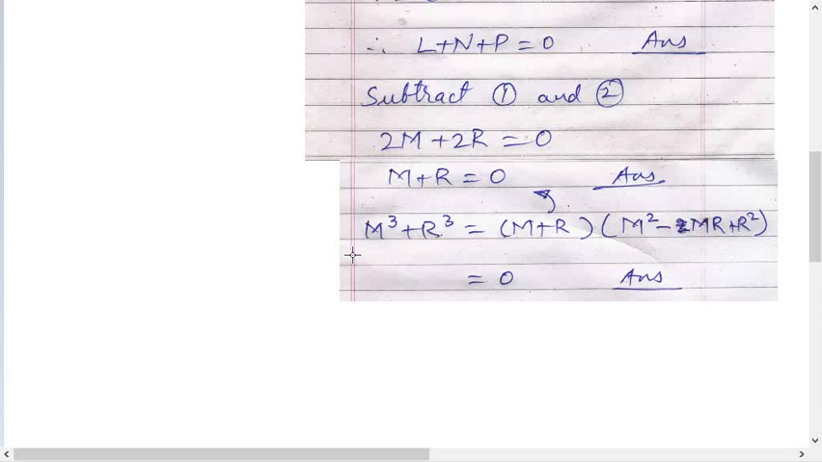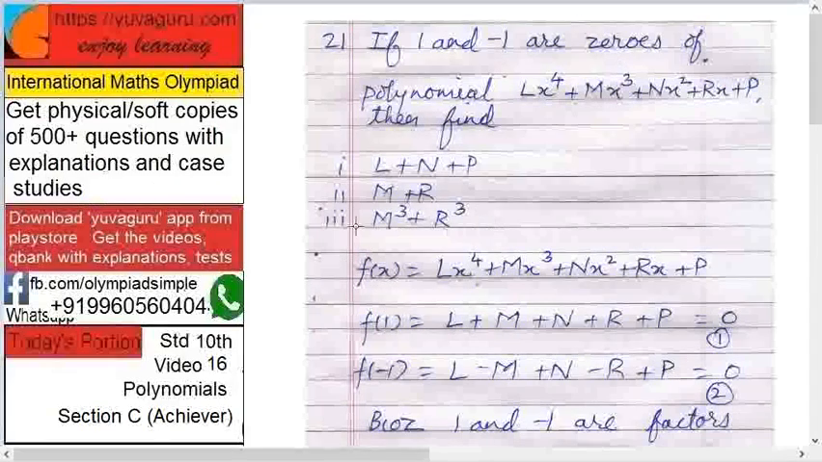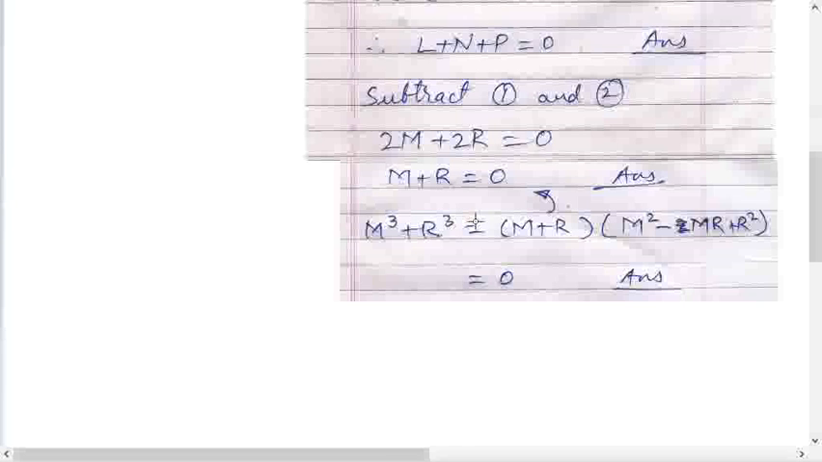Now next you want is M cube plus R cube, right? That is a required answer, M cube plus R cube. Okay. M cube plus R cube means what? What is the formula for A cube plus B cube? A plus B into bracket A square minus AB plus B square, right? So M cube plus R cube is the same, M plus R into M square minus MR plus R square.